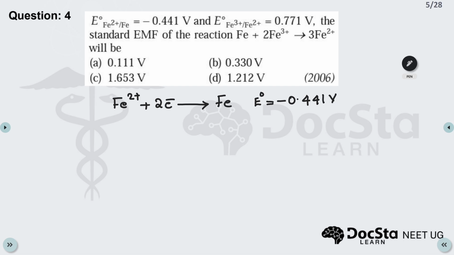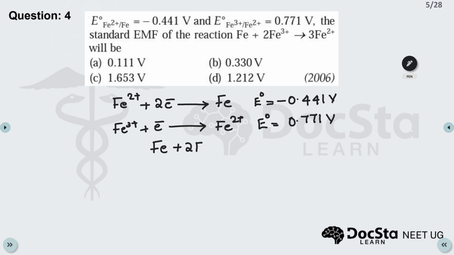The next is the conversion of Fe3 plus to Fe2 plus, that is Fe3 plus plus electron gives Fe2 plus, and the E0 value is given as 0.771 volt. These are the two parameters which are provided in the question, and we are asked to determine the value of the reaction Fe plus 2 Fe3 plus gives 3 Fe2 plus.